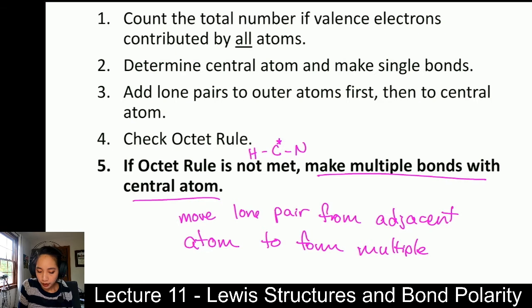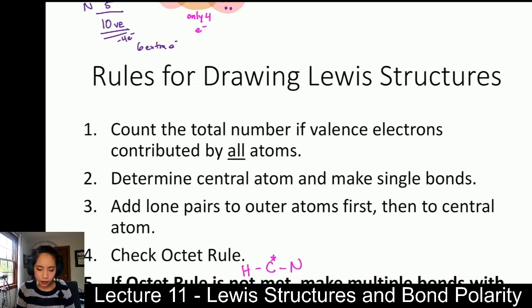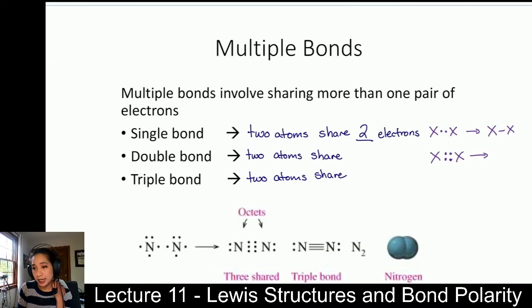Multiple bonds. I think I'll show this example later, but essentially what we're going to do is, instead of putting the lone pair on nitrogen, we're going to turn this lone pair into a double bond, or into another bond connecting carbon and nitrogen. So let me first, before I get into that, talk about what a multiple bond is.